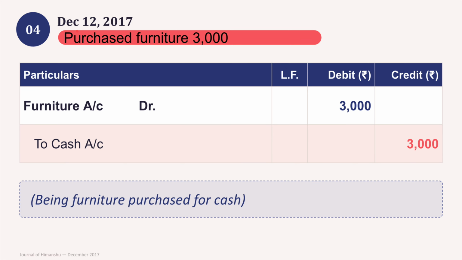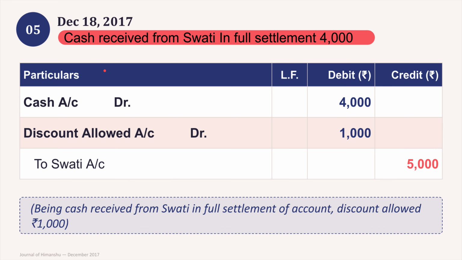Next. Happens on December 12, 2017. Purchased furniture for 3,000. Now here if you see, furniture is an asset. Okay, it's a long-term asset where you will be using a furniture for more than a year, right? So that will be debited. So increase in asset, furniture account debtor will be debited for 3,000 to cash account. So there is a decrease in cash. If the asset decreases, it has to be credited, or you can say credit what goes out. So the entry will be furniture account debtor to cash account. Narration, being furniture purchased for cash. Very important to write the narration. Don't miss. If you miss, you will lose marks.